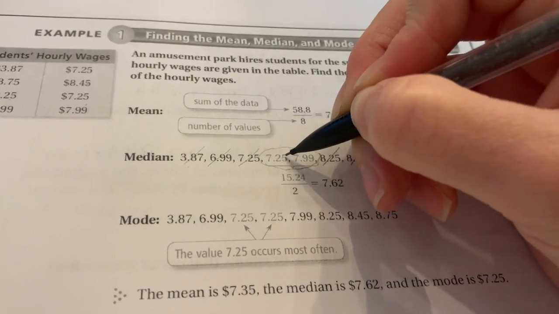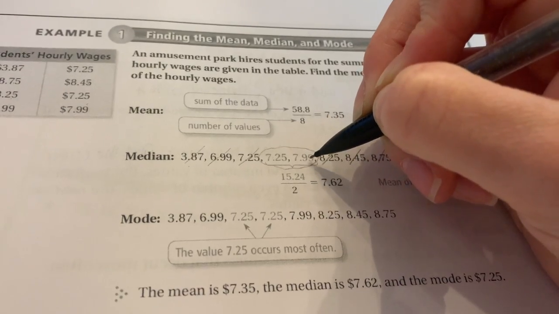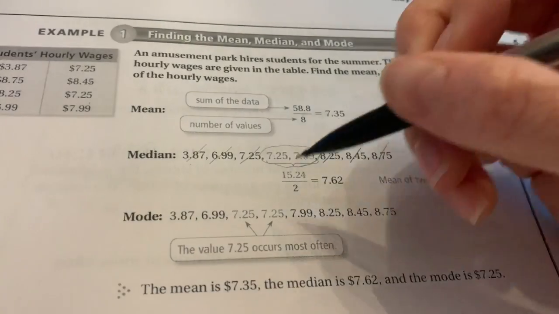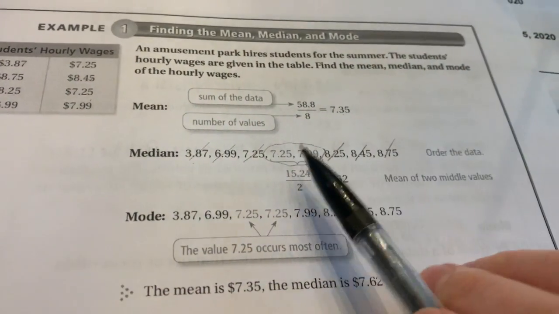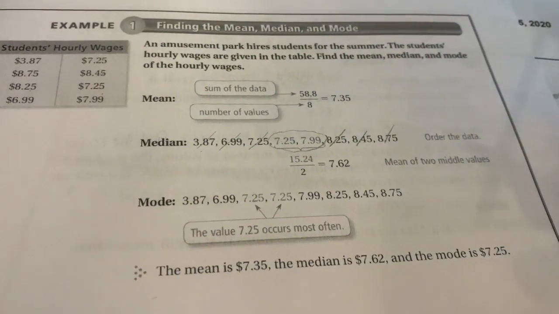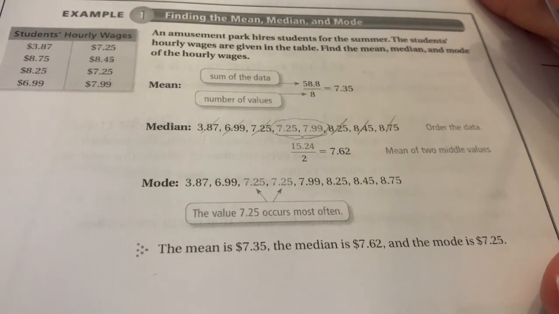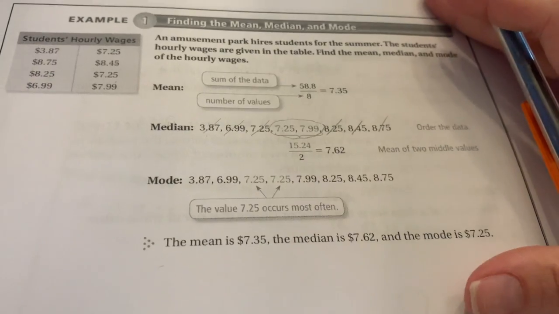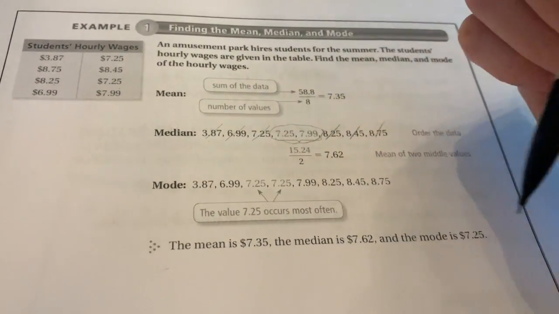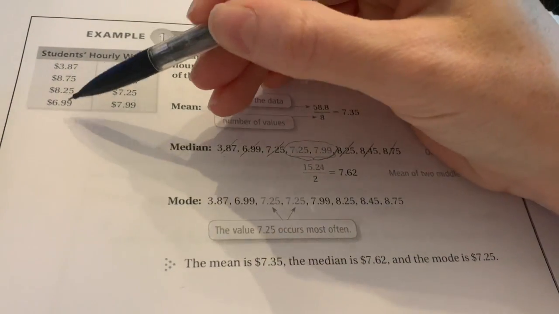So what we did here was 7.25 plus 7.99 divided by 2, and that'll give us the halfway point. Sometimes it'll be something like 7 and 8, and then you can just say, well, 7.5 is halfway between 7 and 8. And that's how you get your median. And then finally, for the mode, you're just looking for the number that occurs the most.